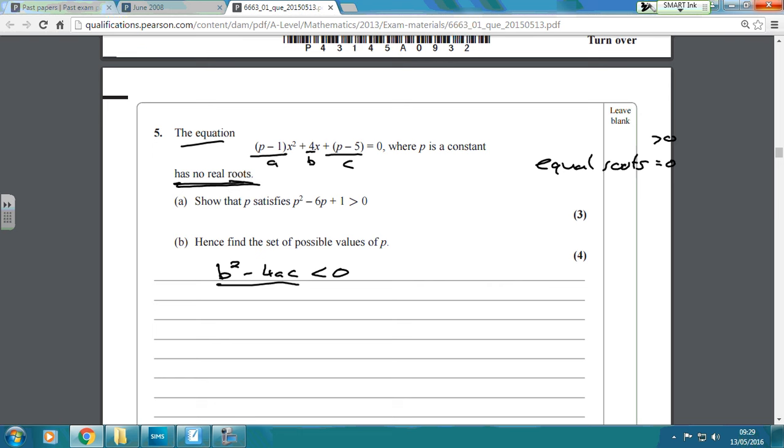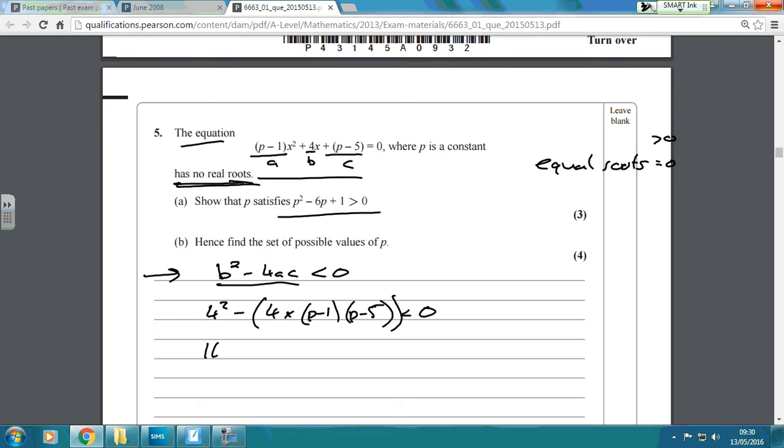So we've simply got to substitute these into our discriminant function here and set it less than 0, and that hopefully turns out to be this thing here. So b squared is going to be 4 squared minus, then I'm going to put this in brackets, 4 times by a, so 4 times by p minus 1, times by c, which is the other bracket, p minus 5, and that is less than 0.